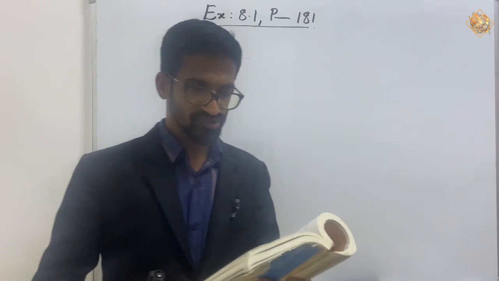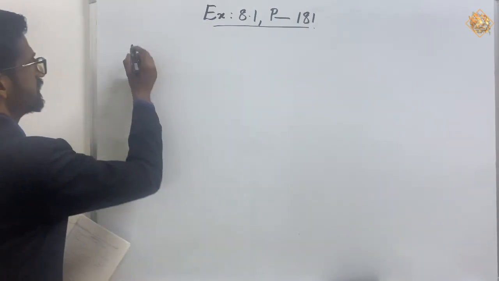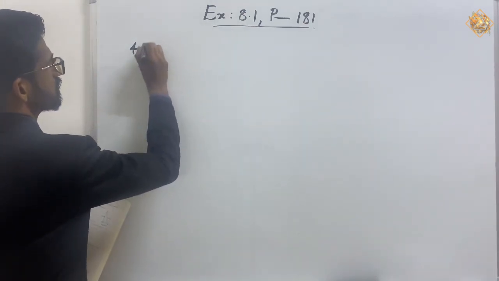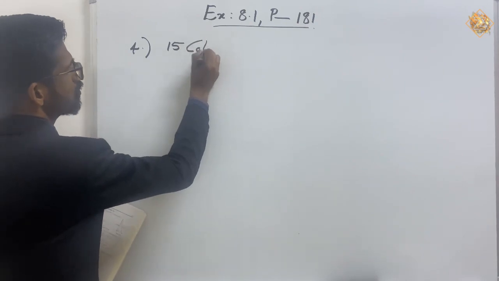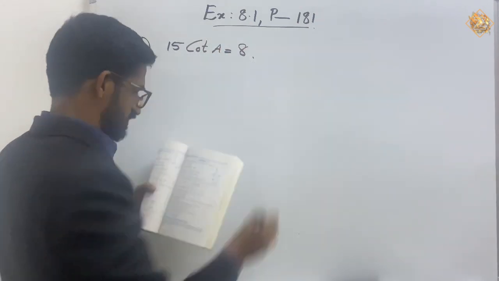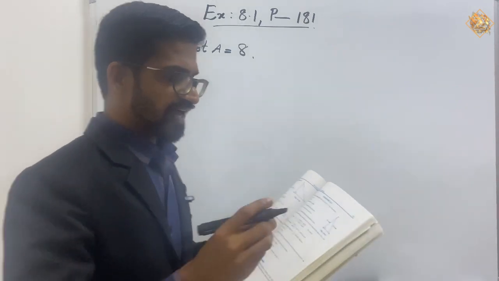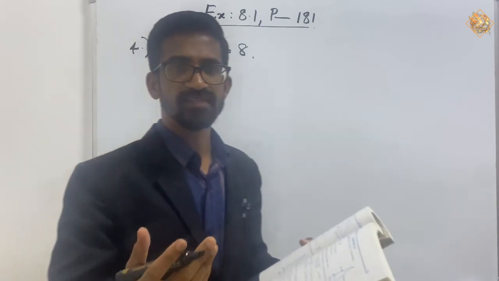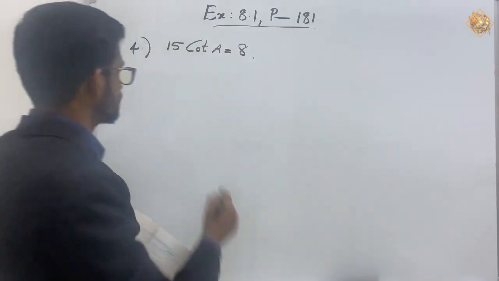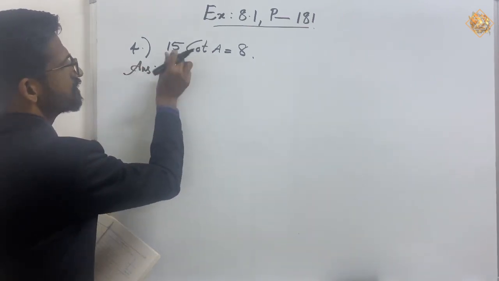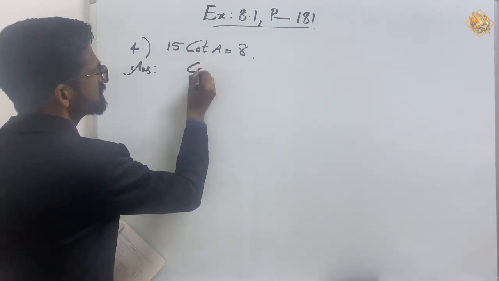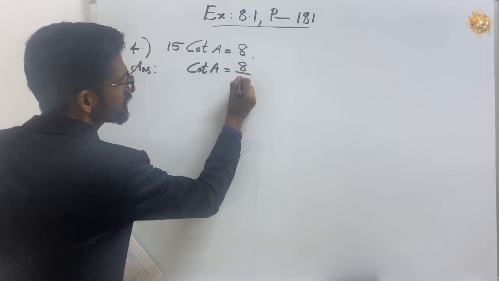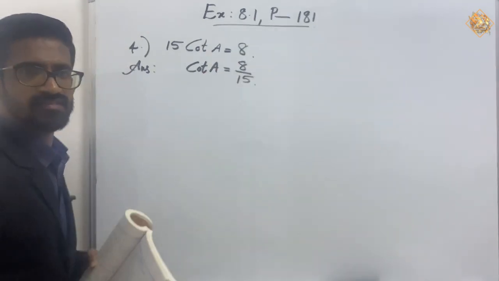Now students, please look at question number 4. Given 15 cot A equal to 8. Find sin A and sec A. It is given that 15 cot A equal to 8 and we are asked to find the value of sin A and sec A, isn't it? Answer: 15 cot A equal to 8. We can rewrite it as cot A equal to 8 by 15, isn't it, students?